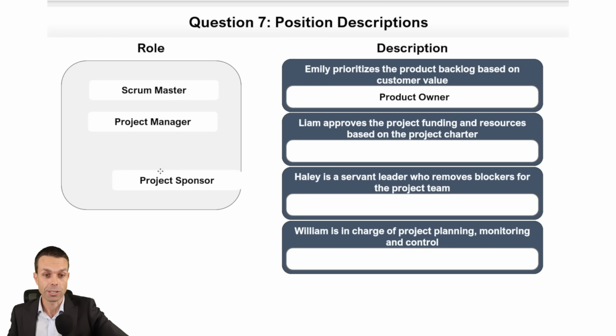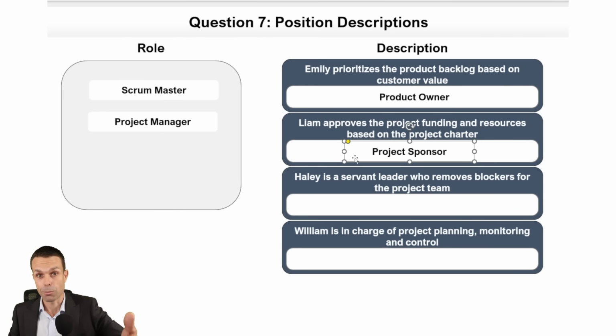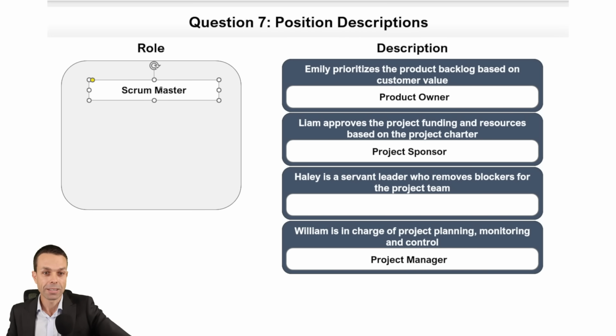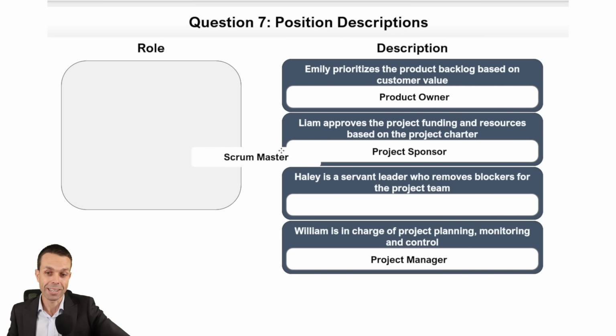That's going to be our project sponsor. So they usually hold the resources and funding, and once we get that approved, we have access to that resources and funding as the project manager. Let's do that project manager next. Is it the servant leader, or is it who's in charge of project planning and monitoring? I think it is that one. Scrum Master is our servant leader who removes blockers for the project team.